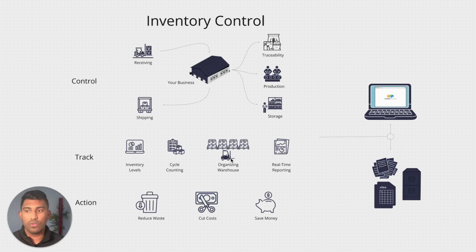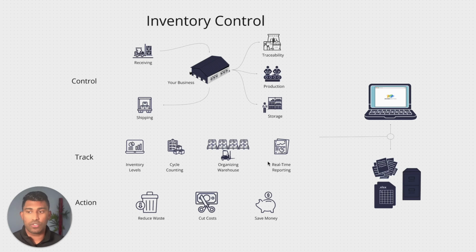You're going to use methods like FIFO to improve efficiency, all right? And also organize everything so that your fast-moving products are closer to your shipping department and things like that, all right? And also you're going to need to have real-time reporting.